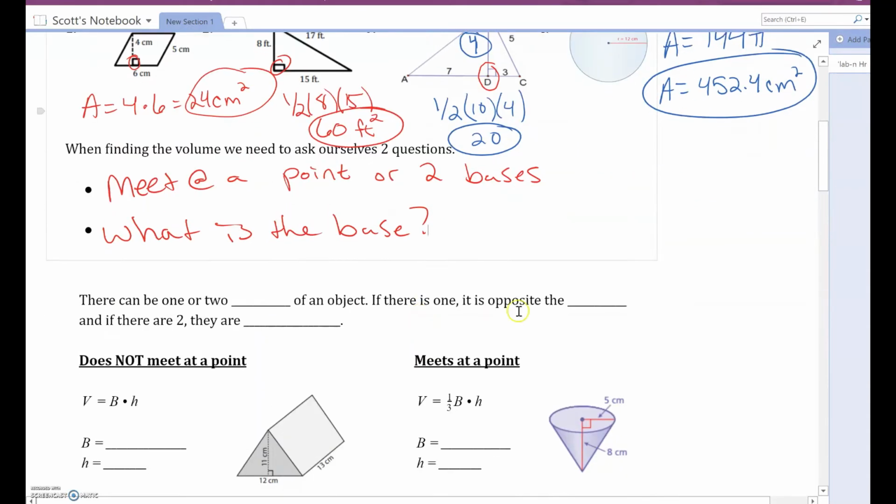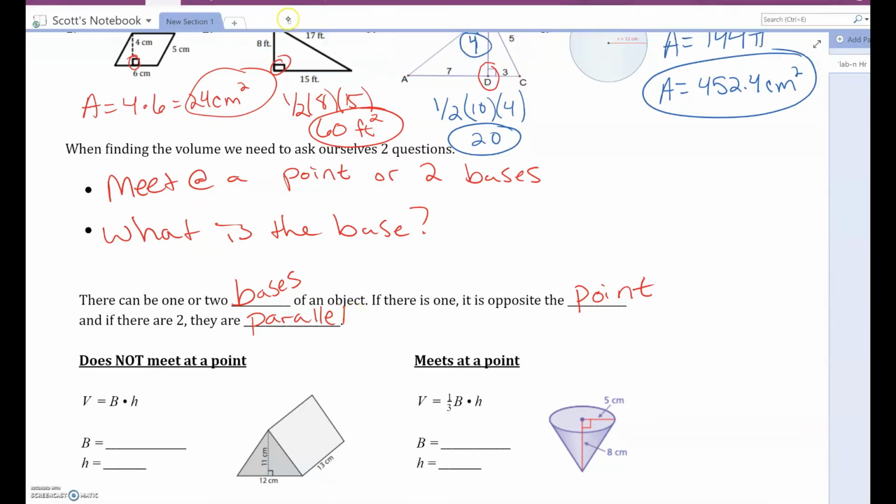The key for this, there can be 1 or 2 bases of an object. If there's a point, then if there is 1 base, it is opposite the point. If there are 2 bases, they are parallel. So that's the key. That's pretty much the first question I'll always ask you: do I have 2 parallel bases? If you answer that question with a yes, then you do not have a point. If there aren't 2 parallel bases that will never cross, then you would have a point.